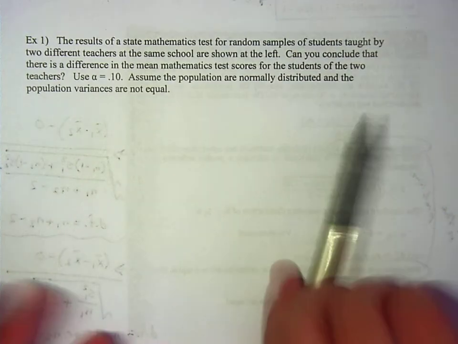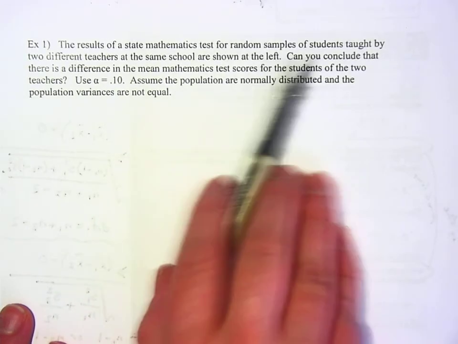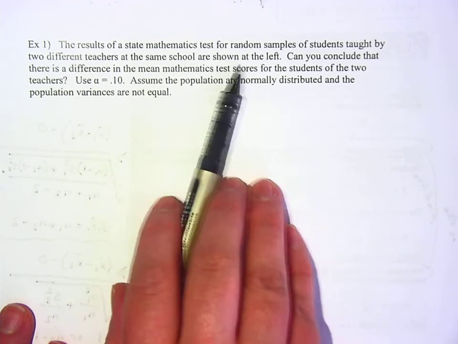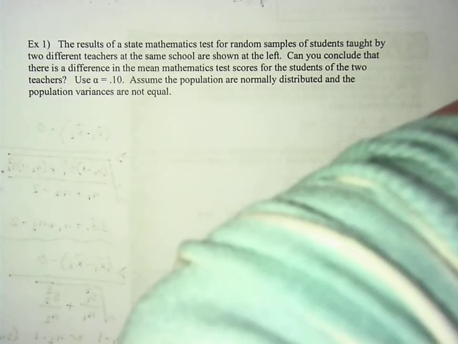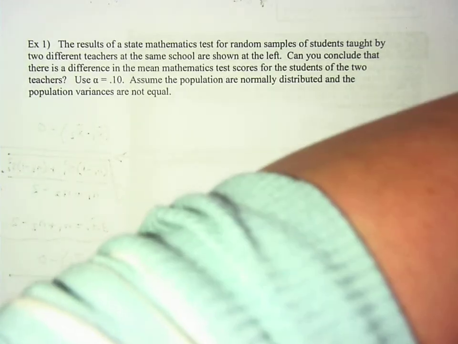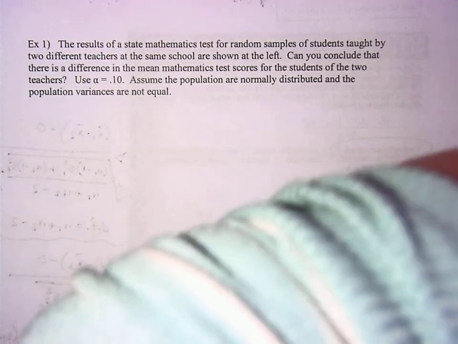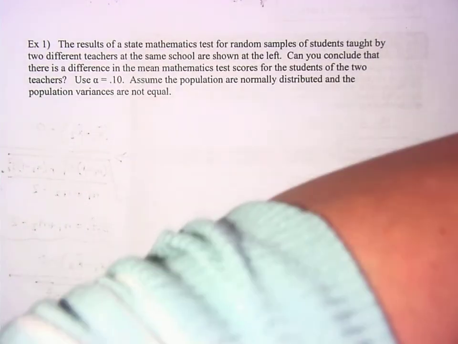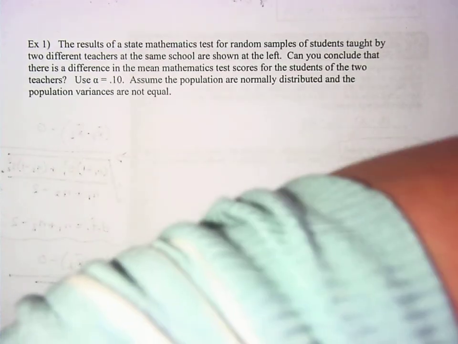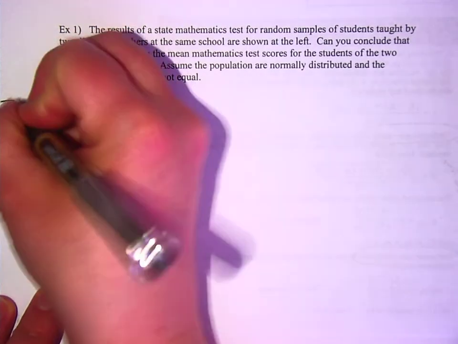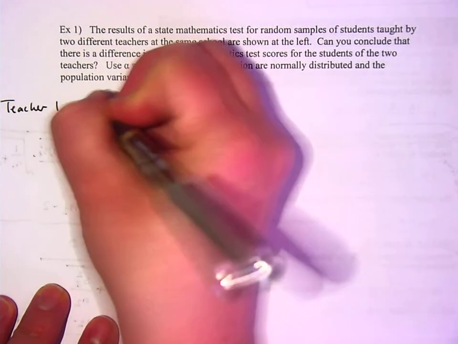Okay. So the results of a state mathematics test taught by 2 different teachers at the same school are shown on the left, which they're totally not. So probably should have put that in there, my bad. Let's see where they are. Okay, so teacher 1 and teacher 2.